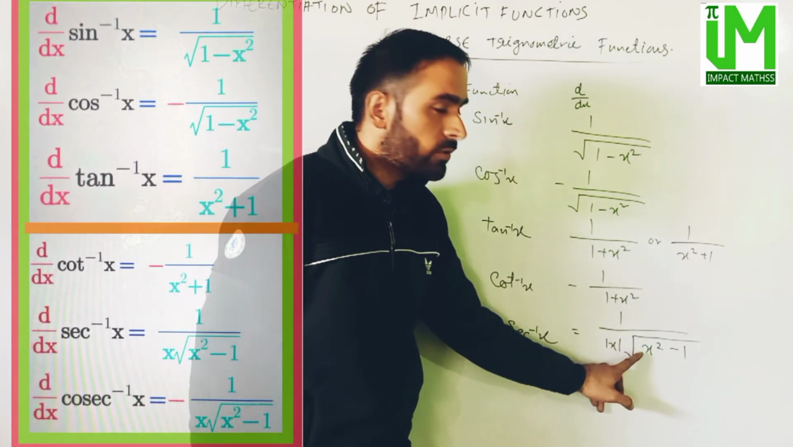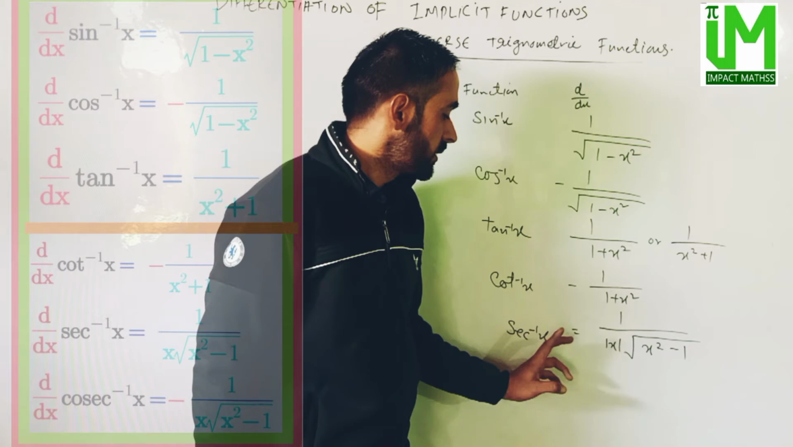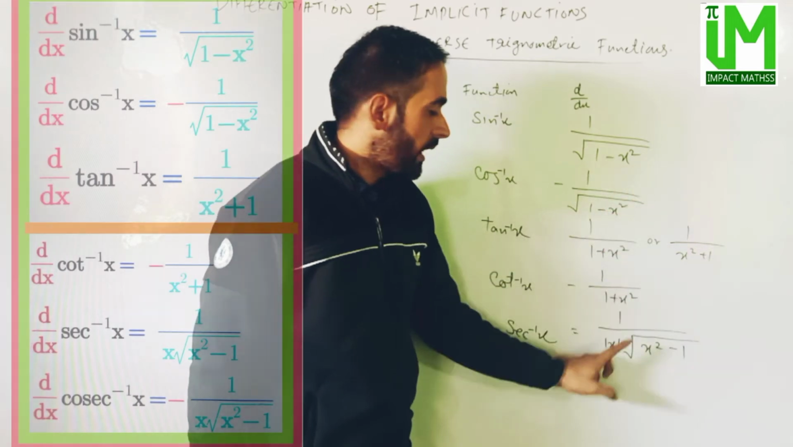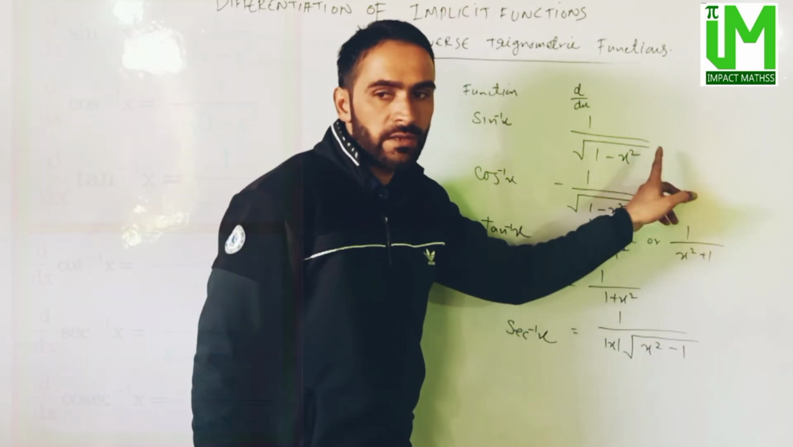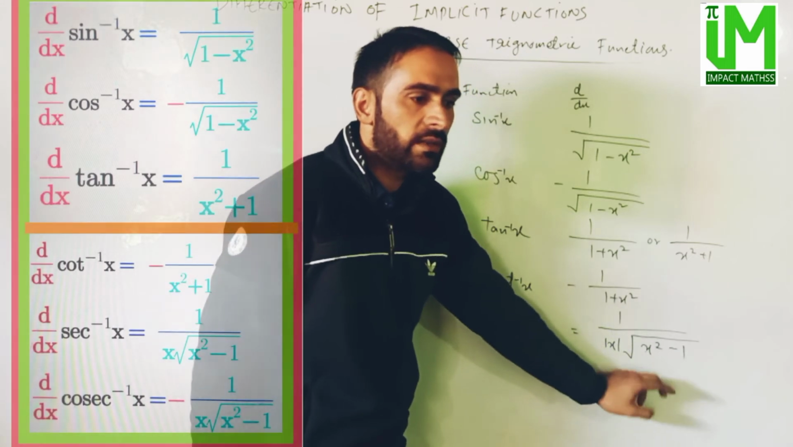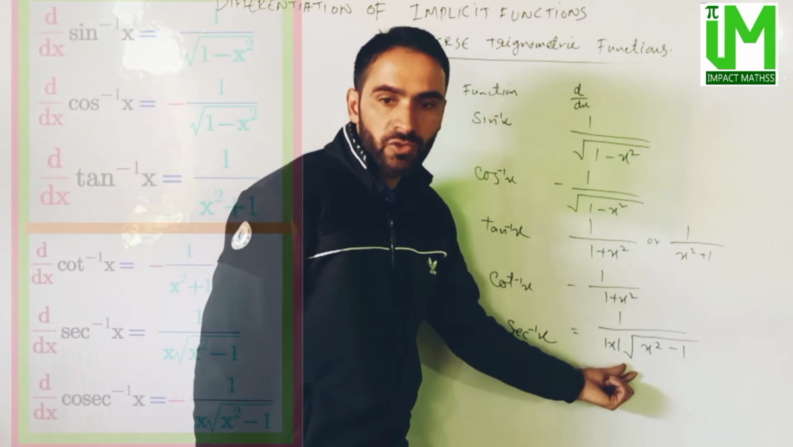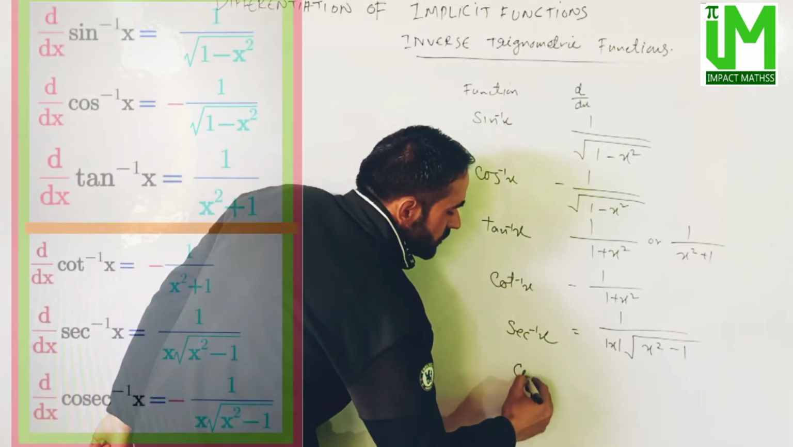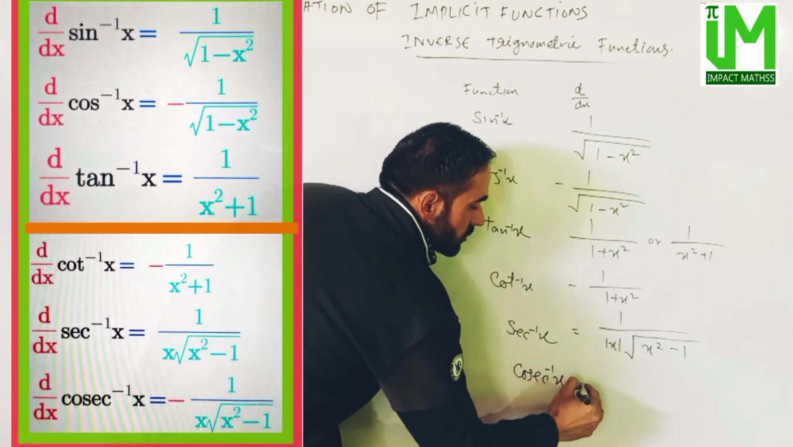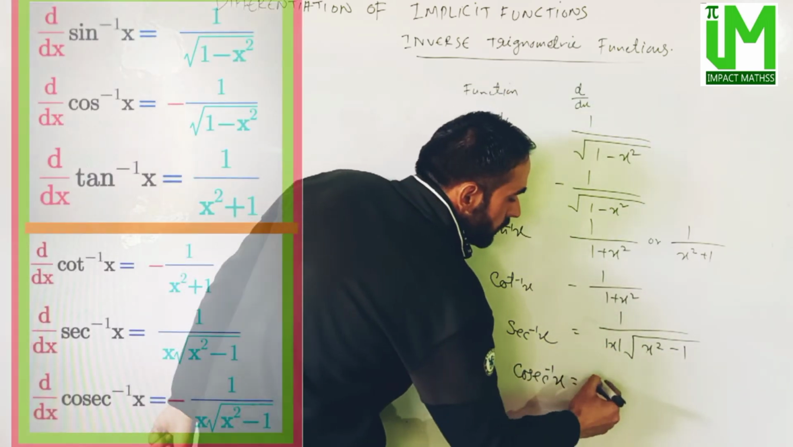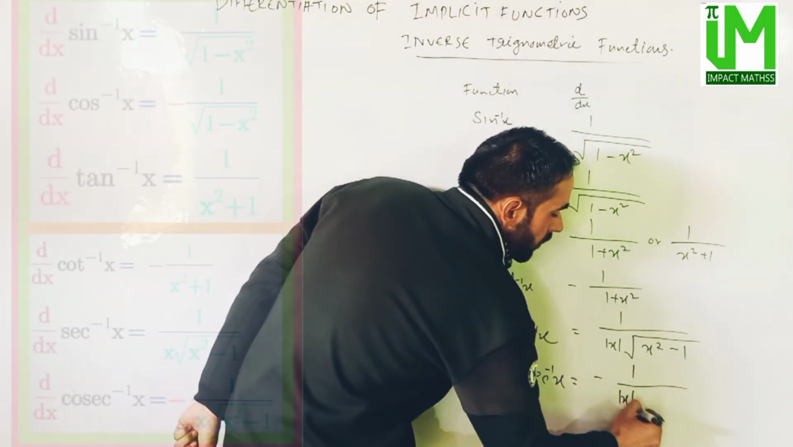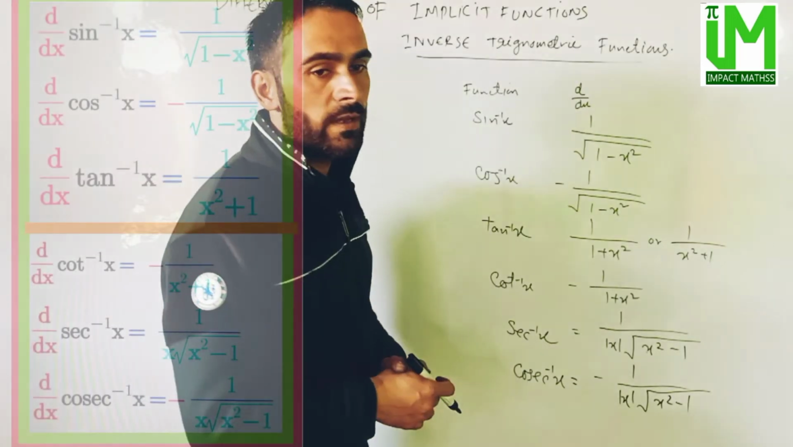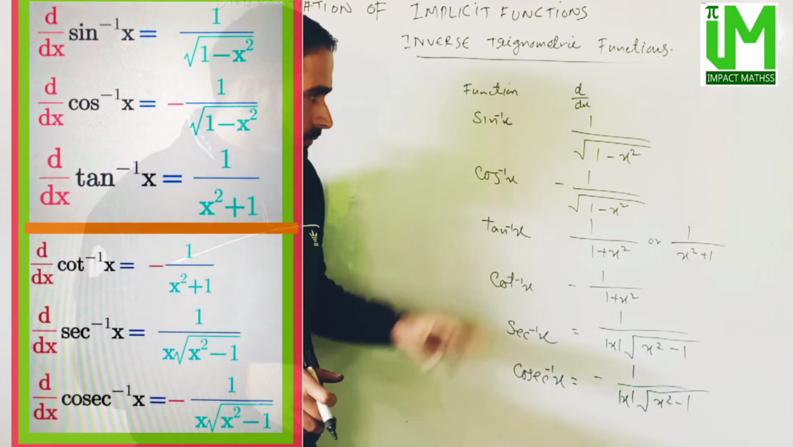What is the difference between this and the derivative of sin inverse? There we had 1 minus x square, but here we have x square minus 1, and then the mod of x is multiplied outside the root. For cosec inverse x, the result is the same with a minus, so it will be minus 1 divided by mod of x into under root of x square minus 1.